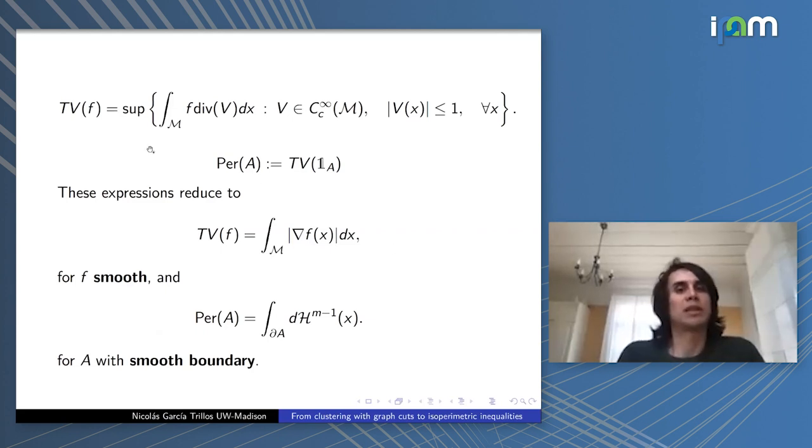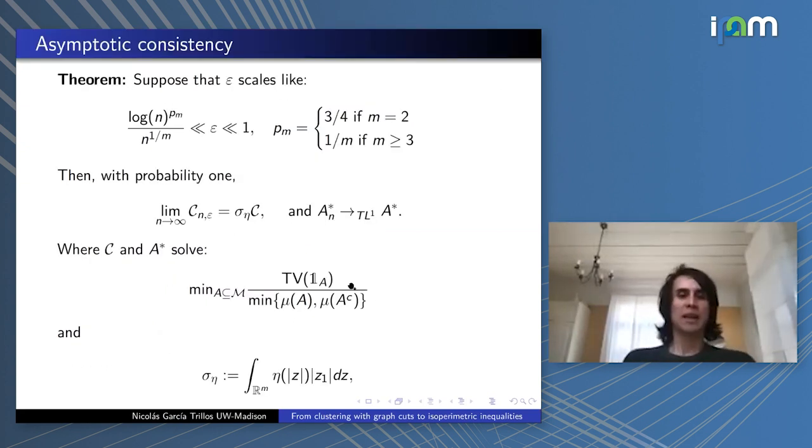So if one has to be a bit rigorous, then this TV is defined via duality in this way. But at least for you to have something in mind, if you're not familiar with this, this TV is essentially a perimeter, at least for smooth sets, so sets with a smooth boundary. What you end up doing is just looking at the surface integral, just measuring how big is the interface of a set A.